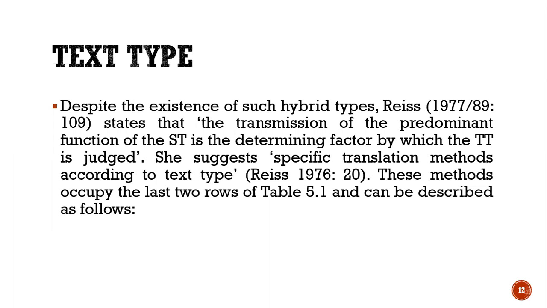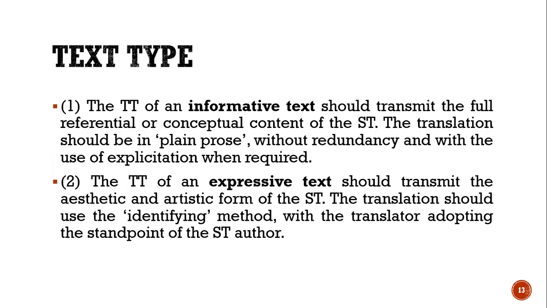She suggests specific translation methods according to text type. So according to text type, we have to follow the specific translation methods. These methods occupy the last two rows of table 5.1 that I've already shown you and can be described as follows. So what are those two methods that we can follow? Okay, first of all, you can see the informative text, and the second one is expressive text. Okay, so these are the two different kinds of text types.